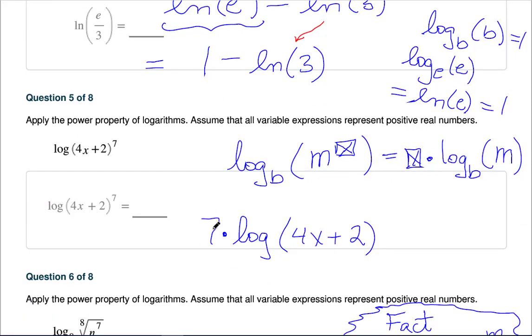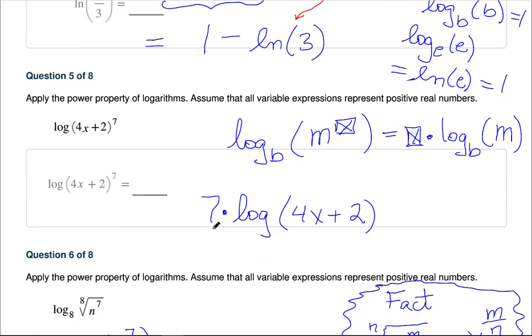In question 5, we have log 10. Remember, when there's not a base, this is really log 10. So the exponent is just going to jump out into the front, and we get 7 times log of 4x plus 2. And again, there is no way to expand a log of a sum.